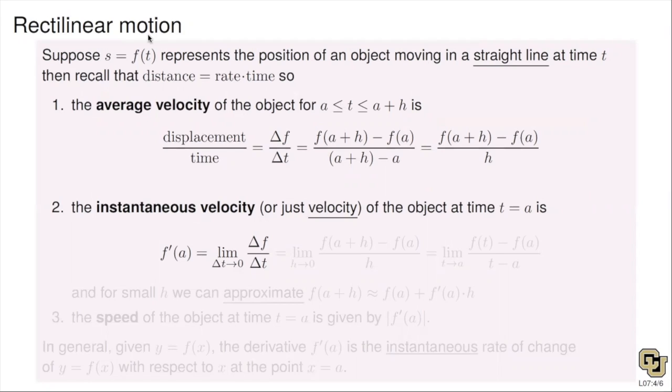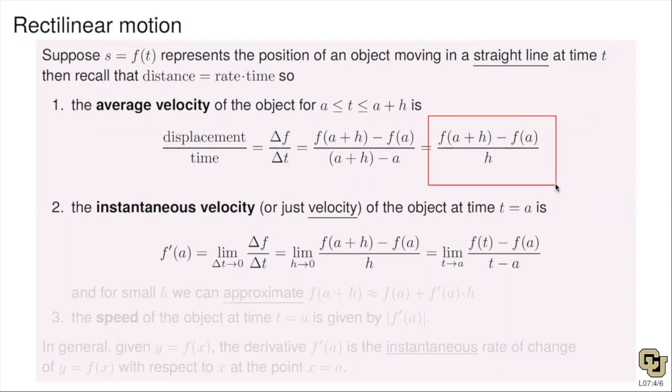So I send h to 0 in this formula. In this formula, to find the velocity at a single instant, let's send h to 0. That makes the interval go from a to a plus h to just a to a. We're at that single moment in time. And so using math, we've sort of stopped time. We've managed to capture information that's happening at a single moment of time.